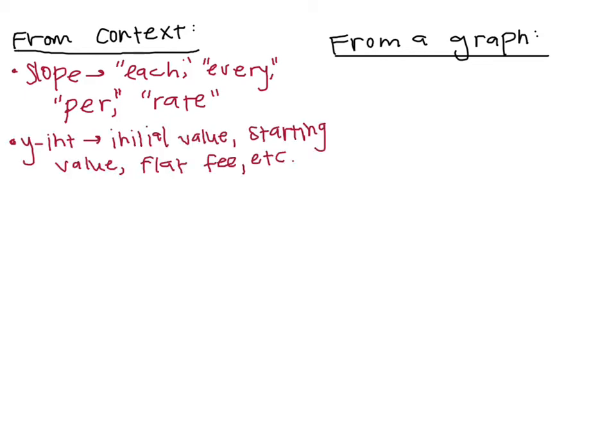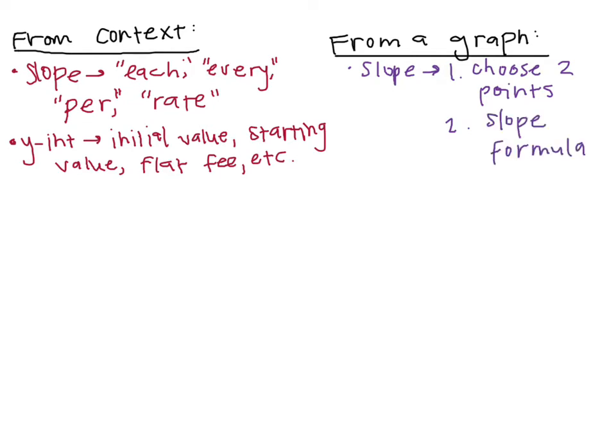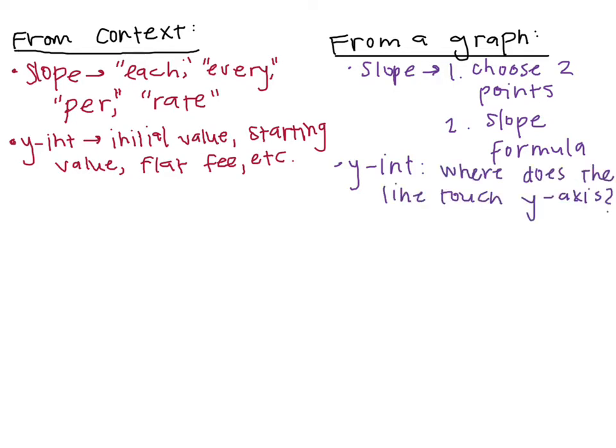Now let's look at graphs. If I want to find the slope from a graph, there are two things I need to do. First, I need to pick 2 points. And then after I have those 2 points, I need to use the slope formula to calculate the slope. If I'm looking for the y-intercept, all I have to do is look at the graph and figure out where the line touches the y-axis. Let's use these concepts to look at an example.